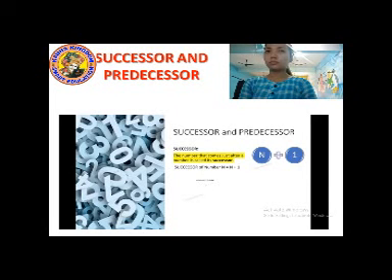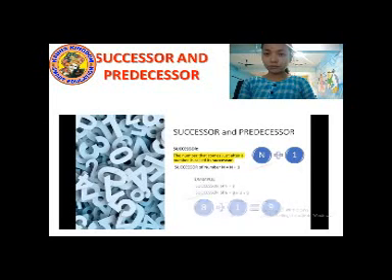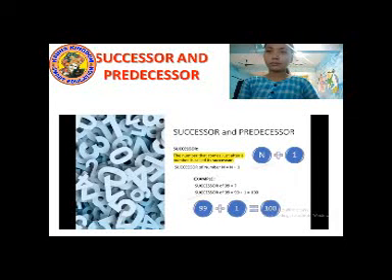Let me give you some examples. What is successor of 8? Successor of 8 equal to 8 plus 1 equal to 9. Let us see another example of successor. What is successor of 99? Successor of 99 equal to 99 plus 1, that is 100.